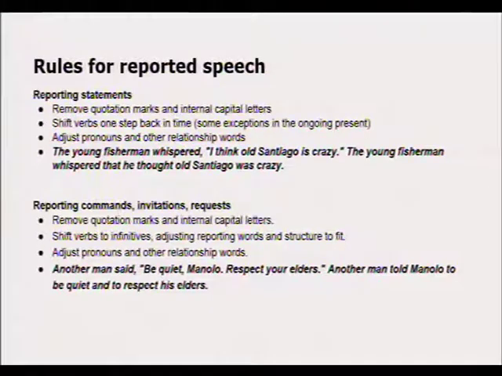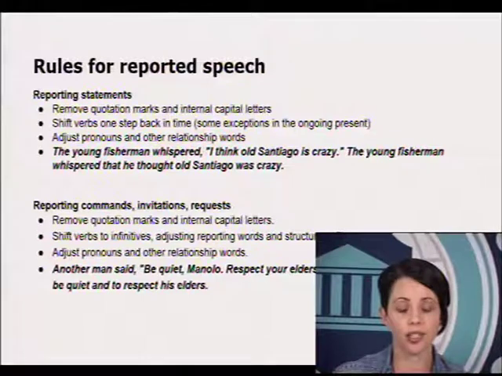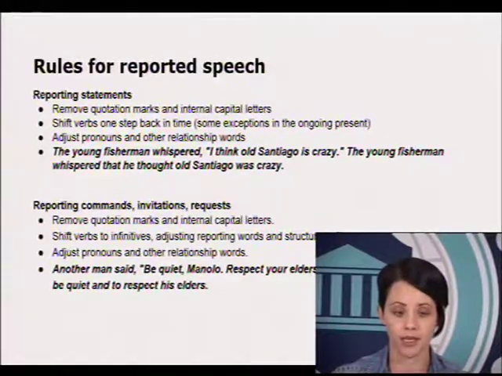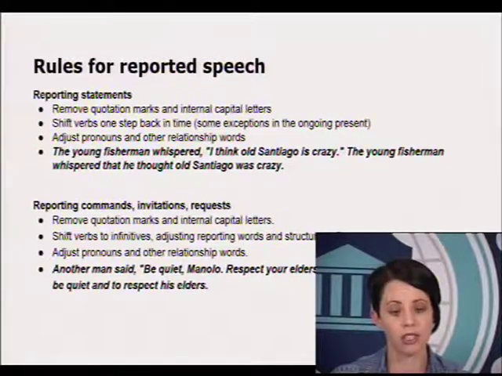Okay. Rules for reported speech. Reported speech is direct speech, what a person said, the exact words. When you write and you use reported speech, you need to look at these following points. Remove quotation marks and internal capital letters. Shift verbs one step back in time. Some exceptions in the ongoing present. Adjust pronouns and other relationship words. The young fisherman whispered, "I think old Santiago is crazy." The young fisherman whispered that he thought old Santiago was crazy.